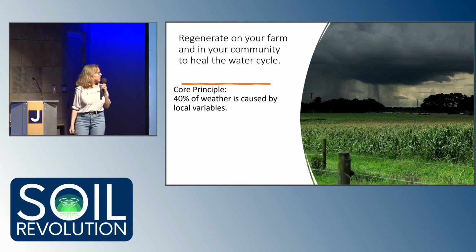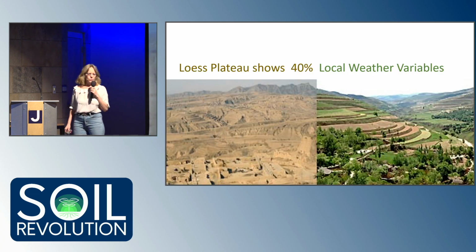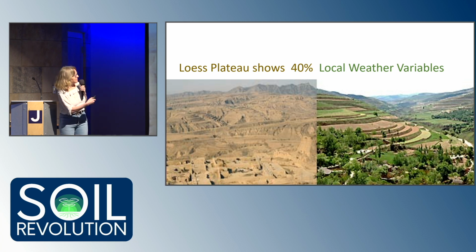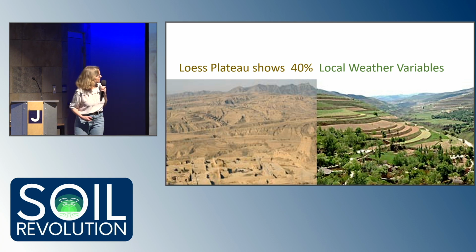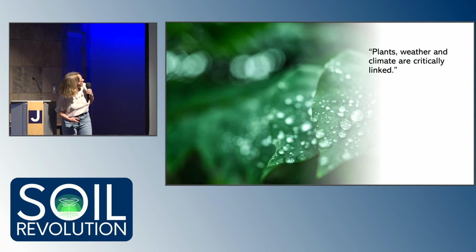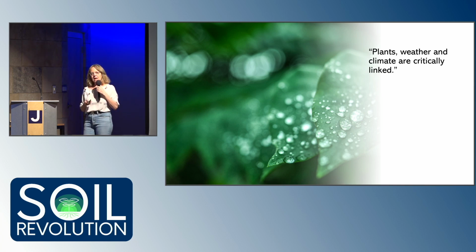So this is the first principle, right? 40% of weather is related to local variables. So what does local mean? Local can be from between 5 and 50 miles. Now, when I say that, you probably don't believe me, right? So I showed this picture. This is the Loess Plateau in China. And this is a before-after the reclamation project. So this shows you how land use affects how vegetation affects what it looks like. And if you imagine being here in the rocky one compared to being over there, can you just feel like the one is more moist, right? And one is going to be cooler, right? So plants, weather, and climate are intimately linked, profoundly linked.